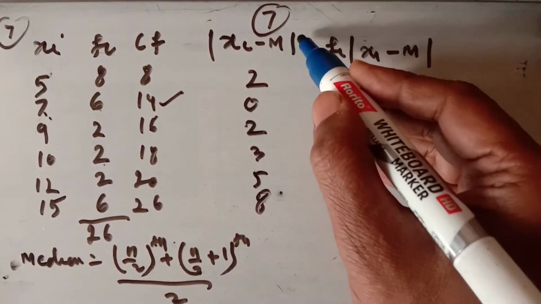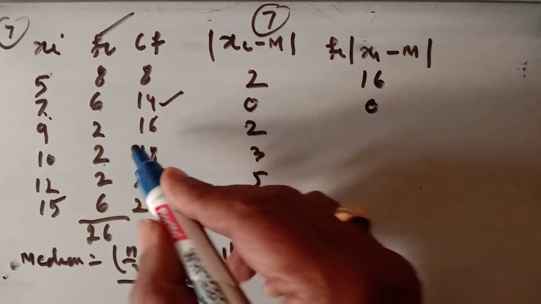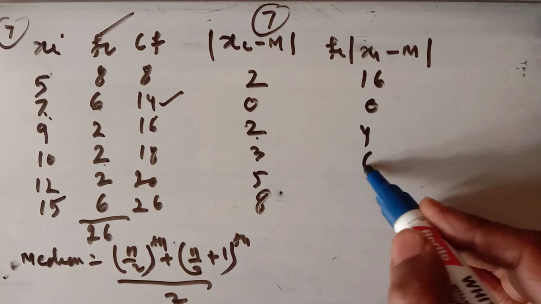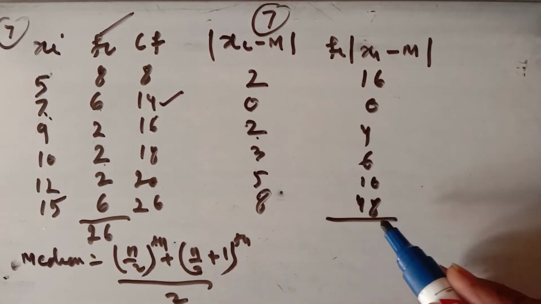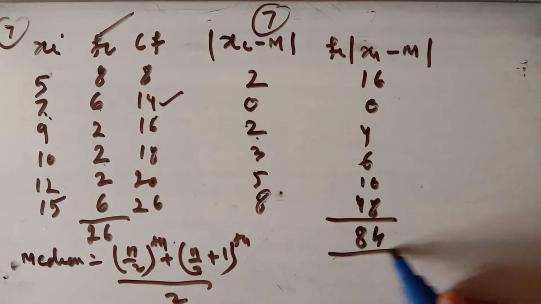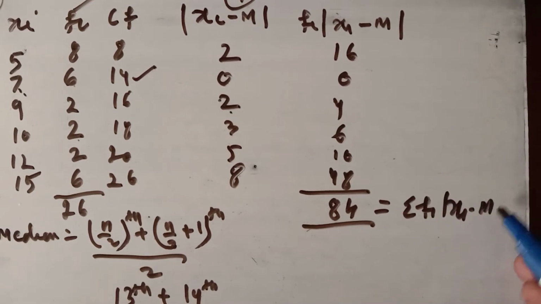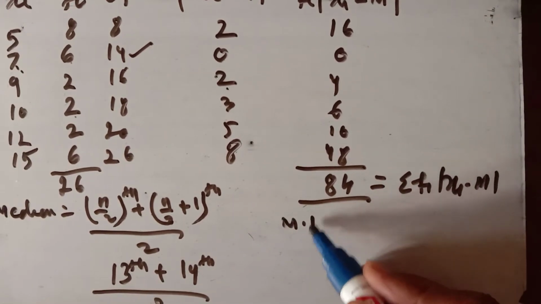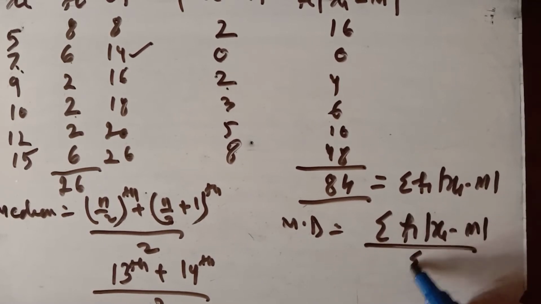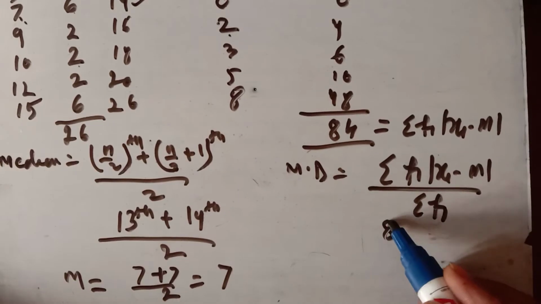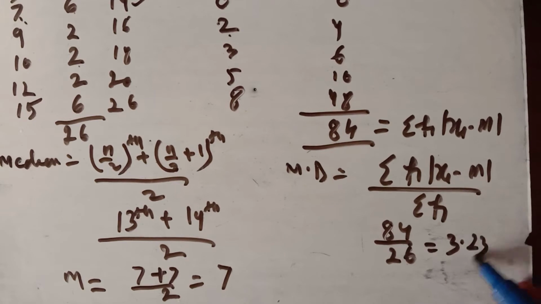8. And to multiply this with the frequency, 8 into 2 that is 16, 6 into 0 that is 0, 2 into 2 that is 4, 2 into 3 is 6, 2 into 5 it is 10, and 6 into this 48, and the sum of this is 84. So the mean deviation about the median is summation fi into mod of xi minus median, upon summation fi. So it is equal to 84 divided by 26, which is coming out to be 3.23 approximately.